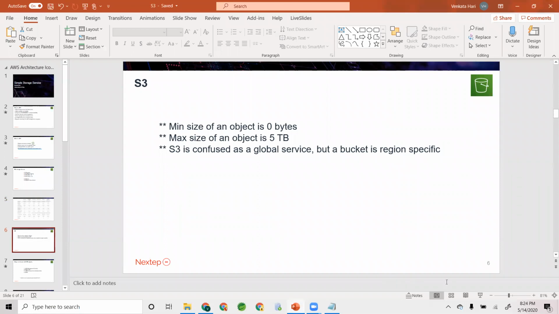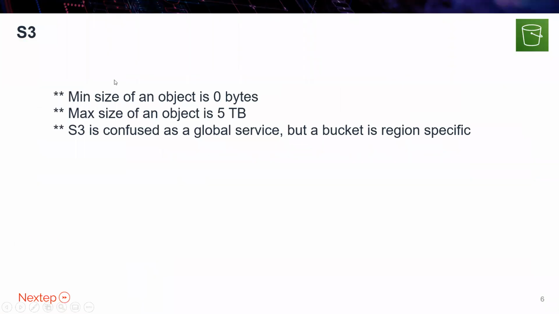By the way, a couple of tidbits here, guys, especially from the exam perspective. The minimum size of an object is 0 bytes, meaning you can upload an empty file into S3. It does not force you to have at least 1 byte. S3 lets you do that. And the maximum size of a single object is 5 terabytes. Single object. Of course, you can have petabytes in total, but one object cannot exceed 5 terabytes.